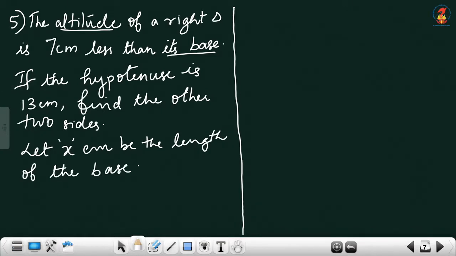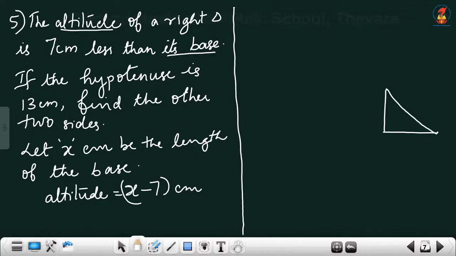So altitude is 7 centimeter less. So altitude is equal to x minus 7 centimeter. Then the hypotenuse is given. So the triangle is like this. Base is x, altitude is x minus 7 and hypotenuse is 13.